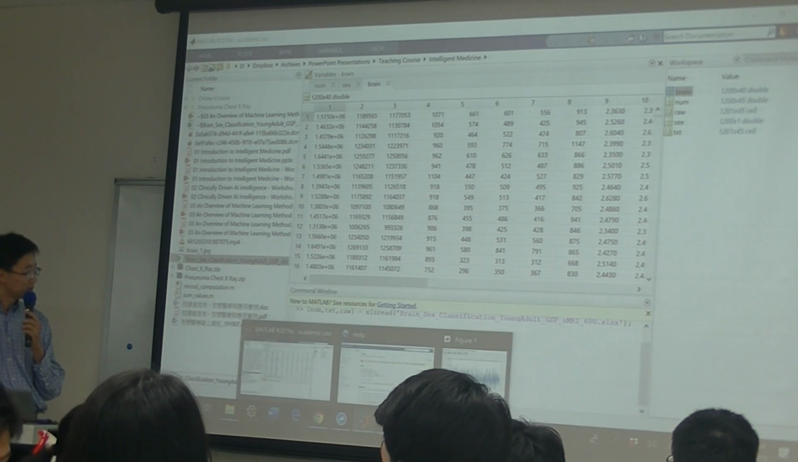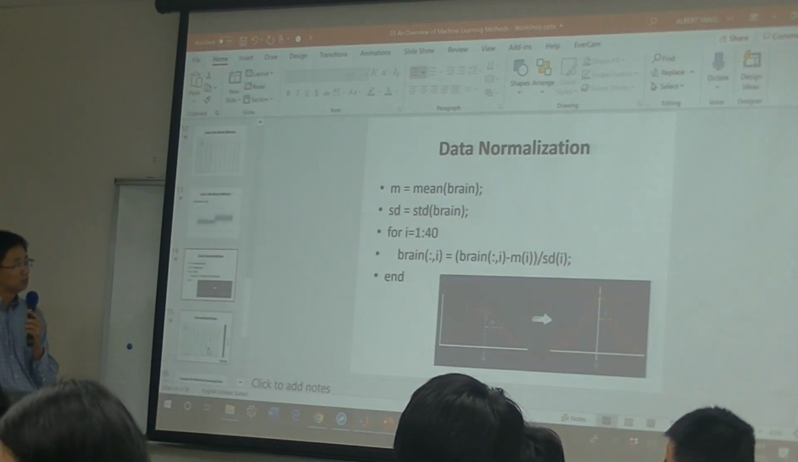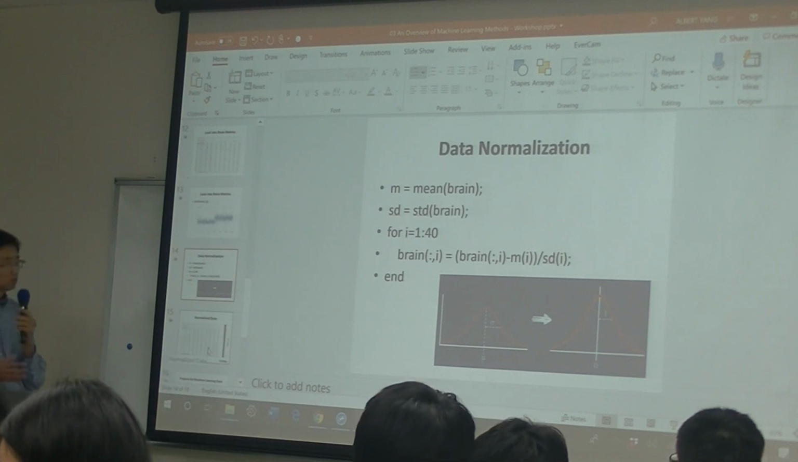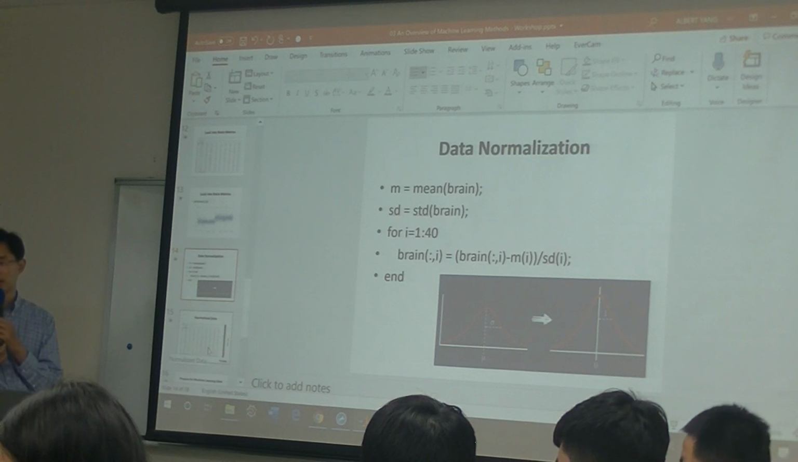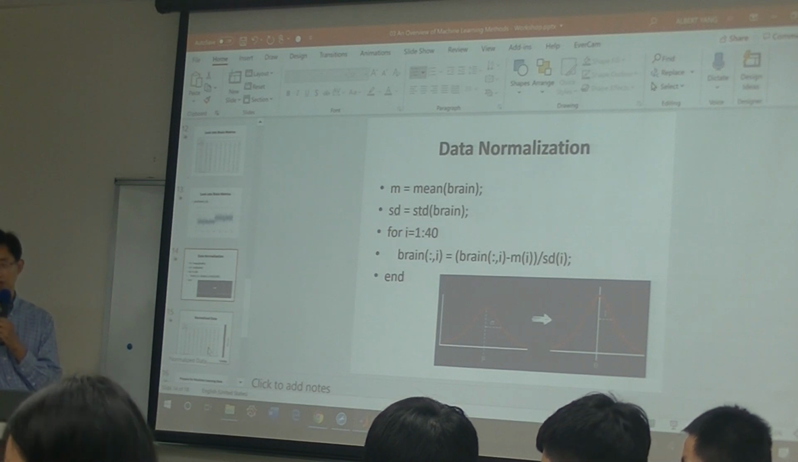Okay, so as I said, we need to do some normalizations. The normalization means that you want to take out the effect of the mean and standard deviation, right? So you want to take out the mean, so every feature you have has a zero mean.